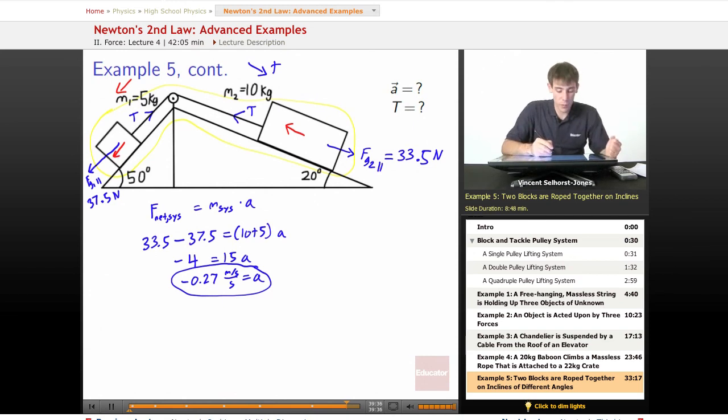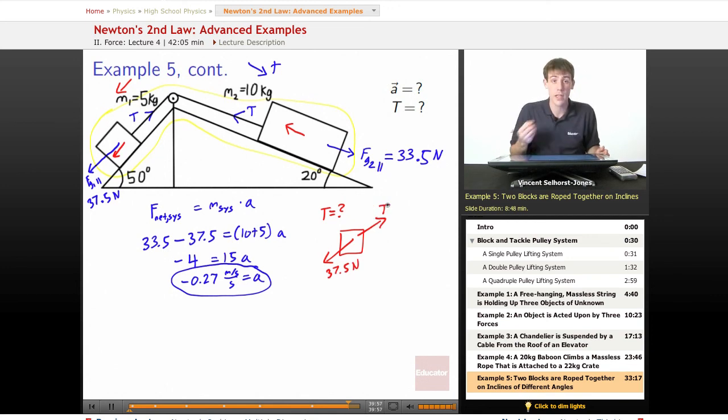Now, what if we want to solve for what the tension in it is? Well, what's the tension going to be equal to? We can look at just a single block on its own. So let's consider looking at the smaller block. The smaller block is being pulled down with 37.5 newtons. And it's being pulled up with tension. We don't know what that tension is yet, but we'll figure it out in just a sec.